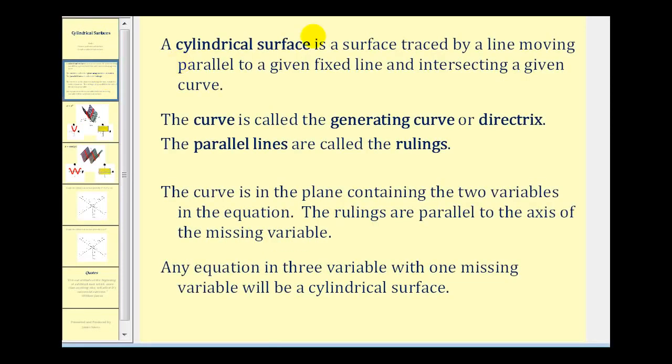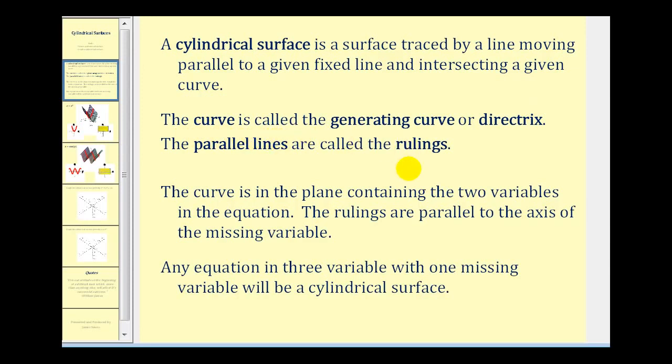A cylindrical surface is a surface that is traced by a line moving parallel to a given fixed line and intersecting a given curve. We'll take a look at what this means in just a minute. The curve is called the generating curve or the directrix, and the set of parallel lines are called the rulings.